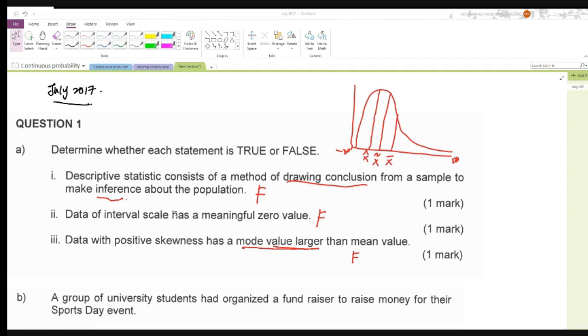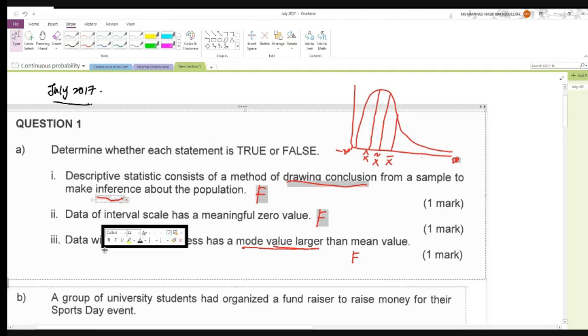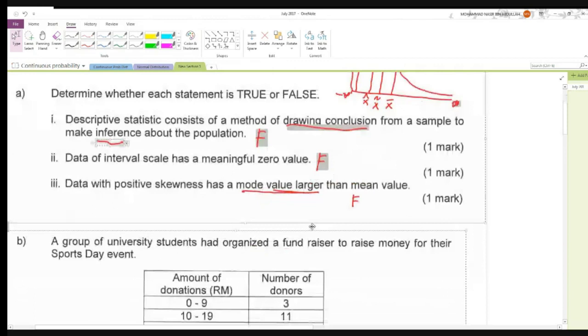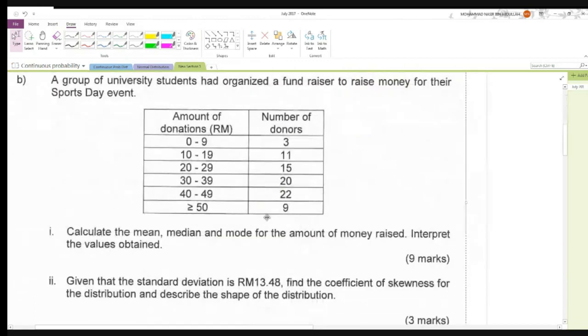Sampling process, how many sampling techniques we have. We have 2 types of sampling techniques, random sampling techniques and non-random sampling techniques. So under random sampling technique, how many sampling techniques we have learned and how the sampling techniques work. You need to understand that one. So make sure you revise that. So now let's look at B.